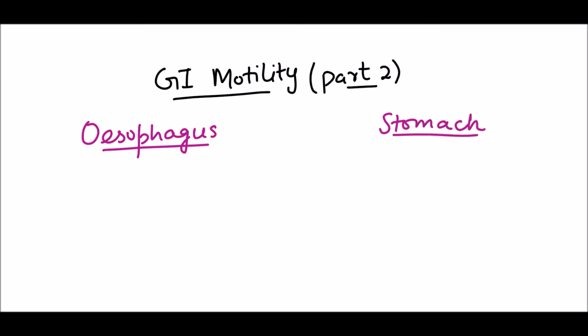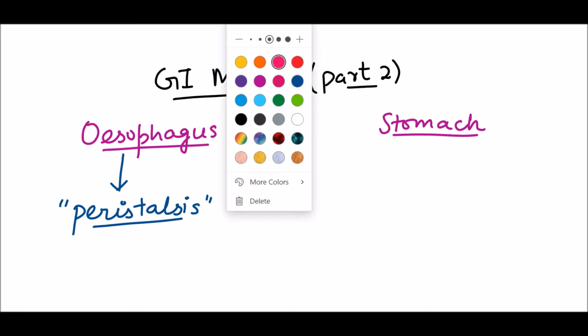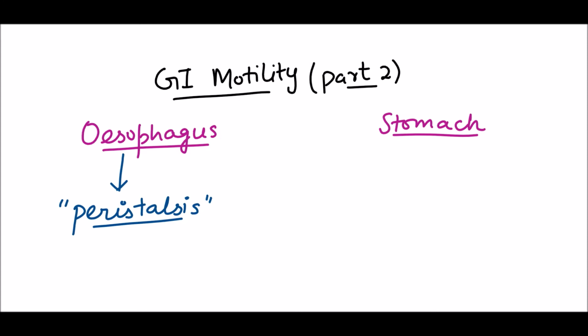The esophagus shows only one type of movement, which is called peristalsis. Whenever we talk about peristalsis, we are basically talking about the movement of esophagus. Peristalsis is also shown by the intestine, but in case of esophagus, the main movement is peristalsis. Stomach shows different types of movements. The movements of stomach can be classified into three types, which are also related to the functions of stomach.